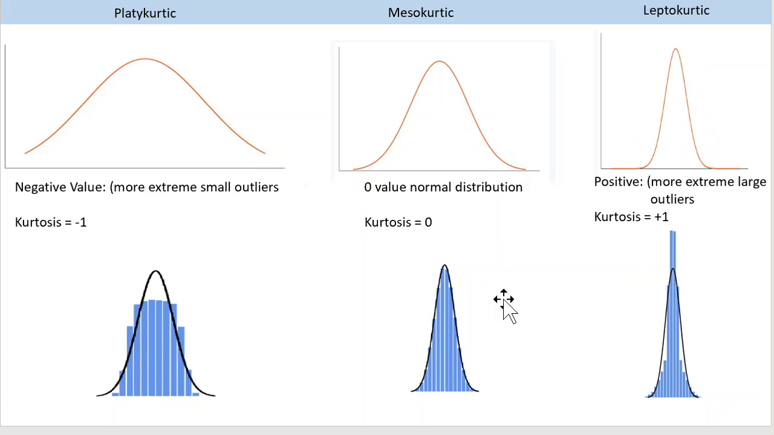And on the opposite side, this is also an indication of non-normality, whether it's positive or negative. With negative kurtosis, the data is heavier on the tails, the ends right here. So your distribution is flatter. That's platykurtic, and this is leptokurtic. And this is mesokurtic, which is a normal distribution where it's evenly distributed and you have a kurtosis of 0.